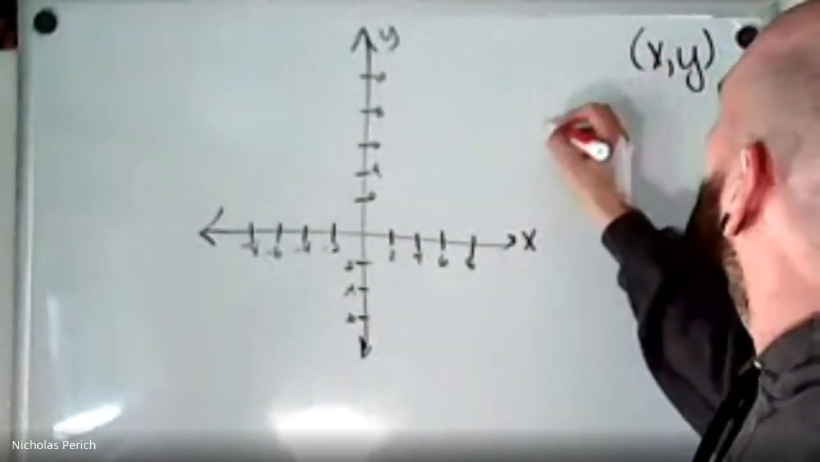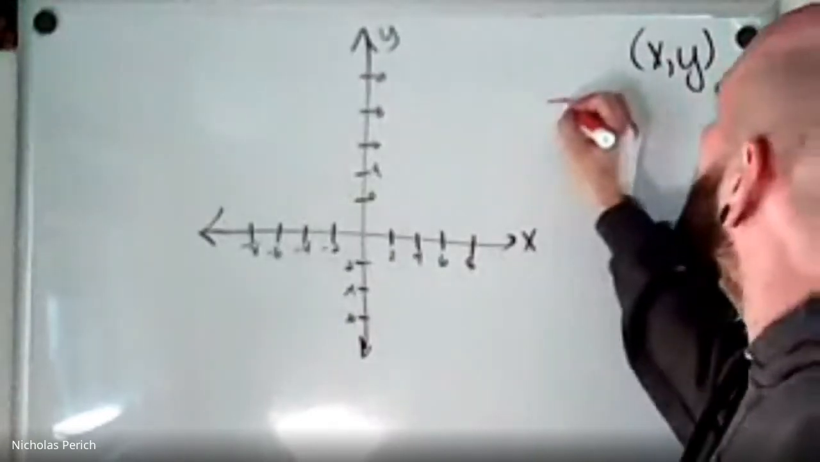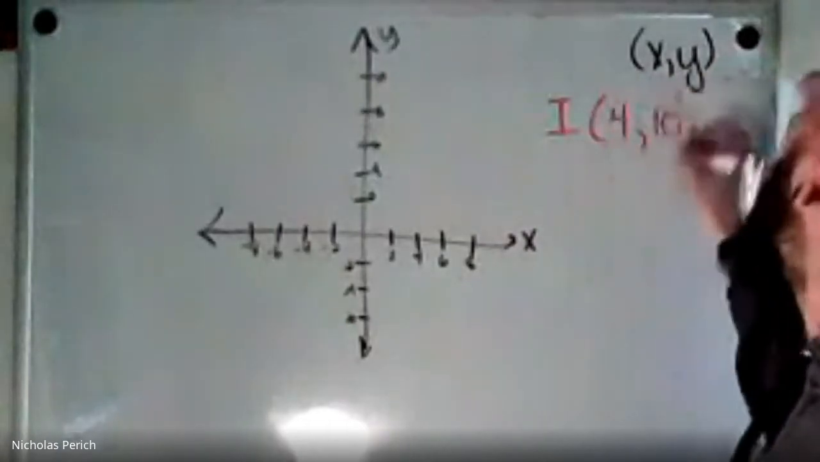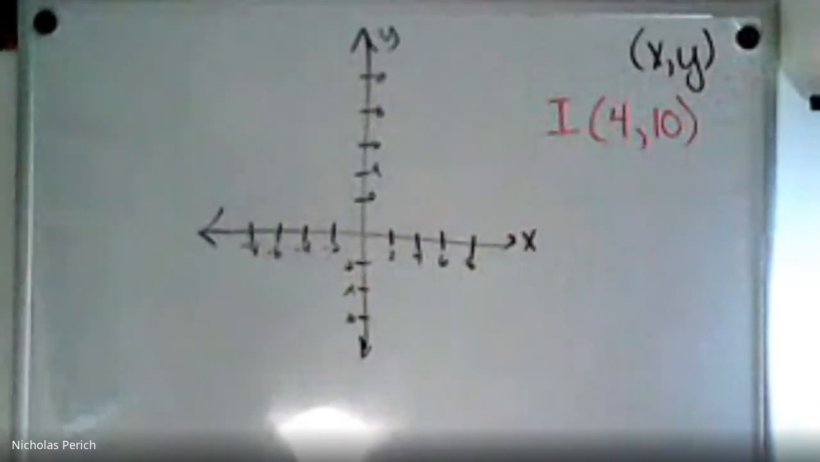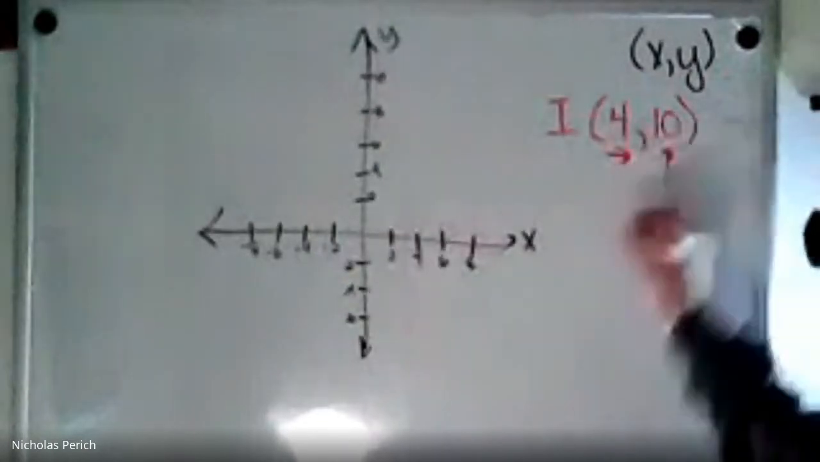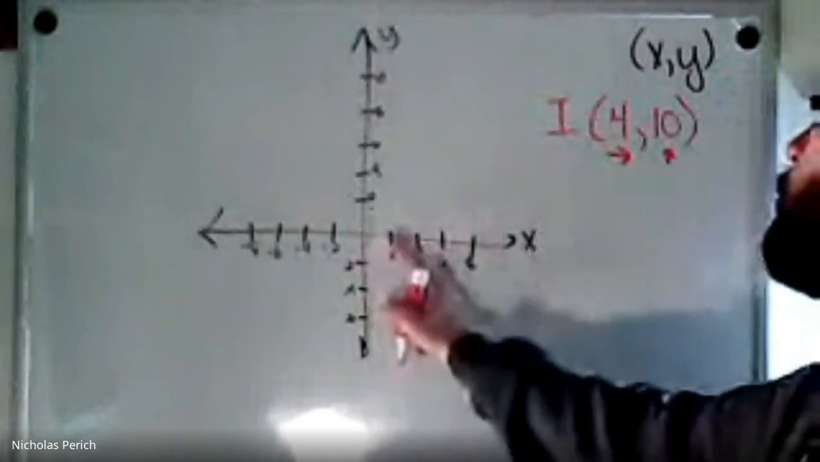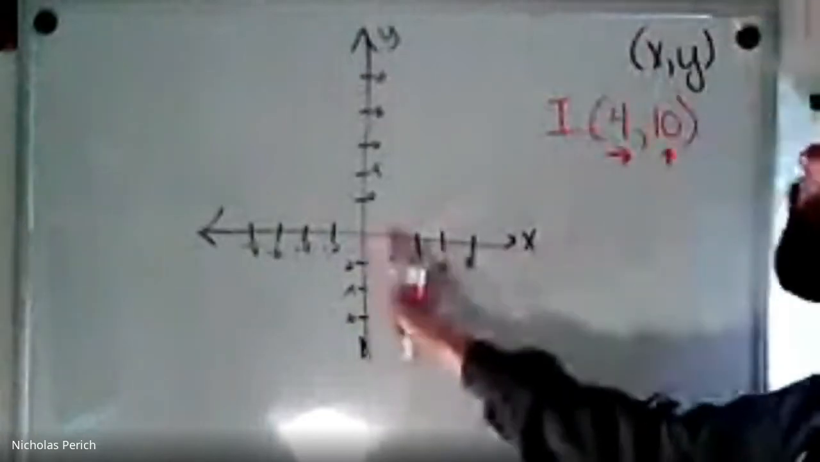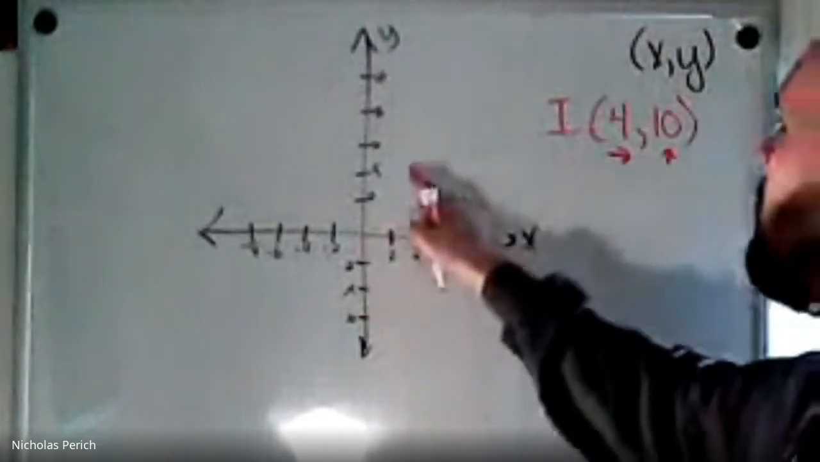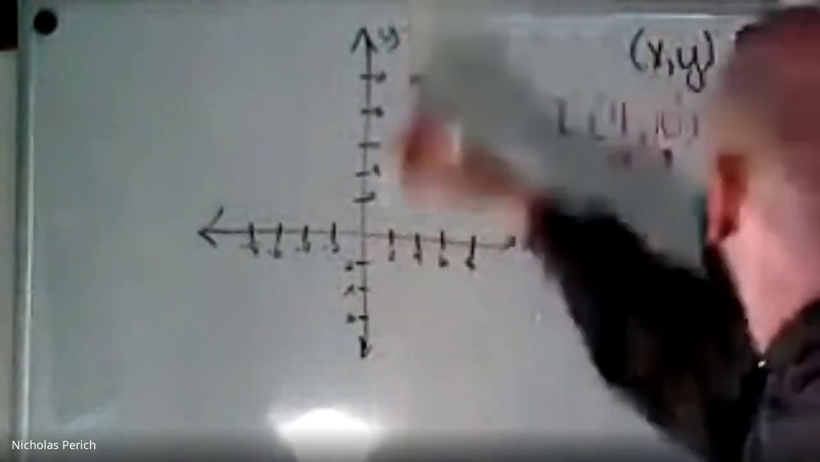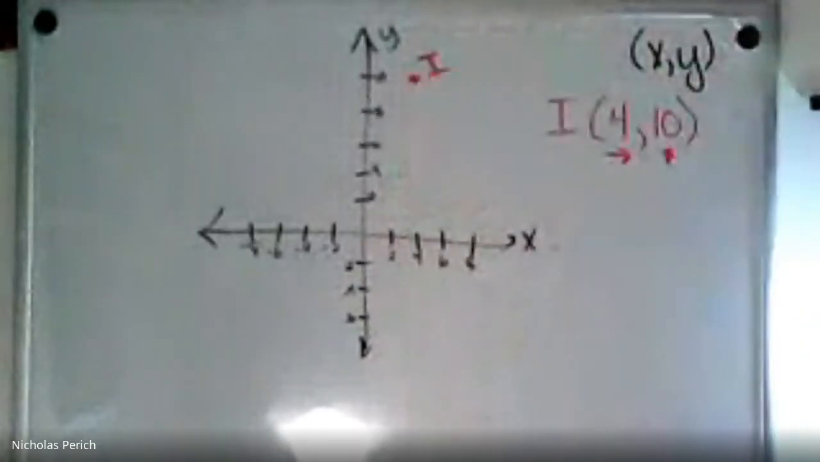So I have, what? We're at letter I. And let's call I (4, 10). So now the numbers are getting big. I is (4, 10). So I'm going to go right 4, up 10. Right 4 means 2, 4. It doesn't mean 1, 2, 3, 4. It means over 2, over 4, up 2, 4, 6, 8, 10. So I is right there.